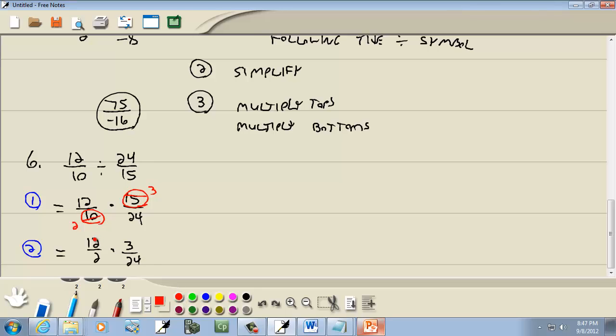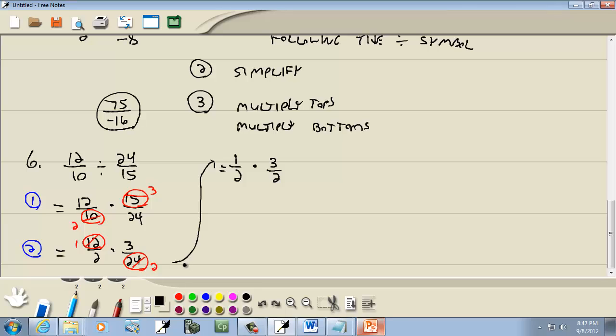Now again, we're still simplifying. So if you can divide a number on top and a number on the bottom by the same number, do so. Here's 12 and 24. Those are both divisible by 12. 12 divided by 12 is 1. 24 divided by 12 is 2. So this becomes 1/2 times 3/2.